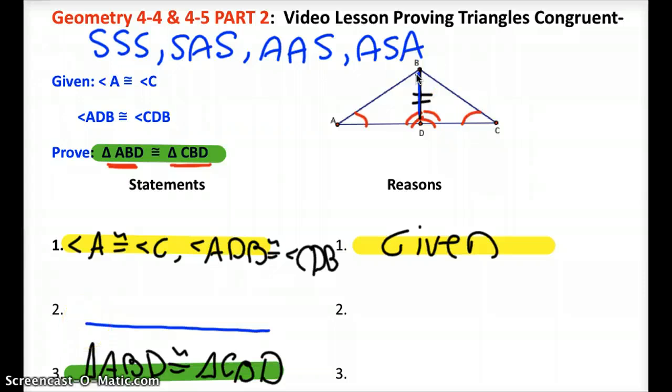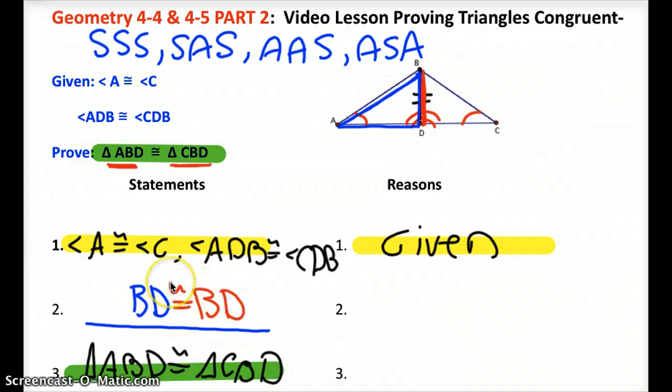This line is called BD in the triangle on the left. And in the triangle on the right, that line is called BD as well. And I'm going to put a congruent symbol because to show triangles are congruent, I need to have 3 congruent parts. Okay, what did I just write there? Yeah, BD congruent to BD. What's your reason for that? That is the reflexive property.